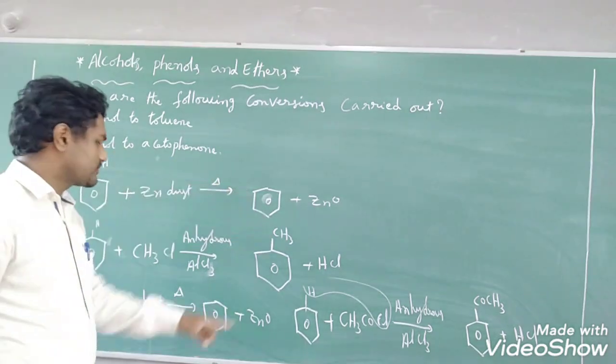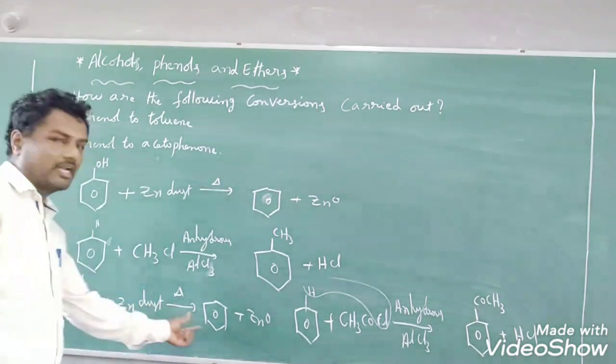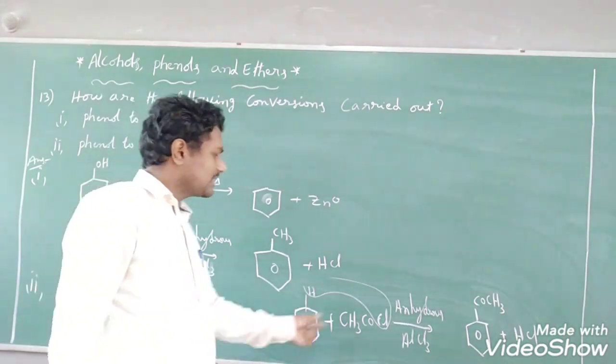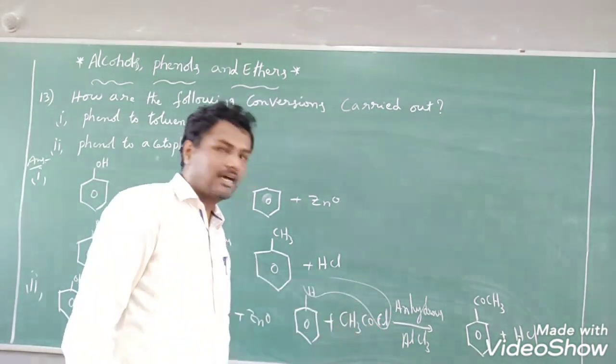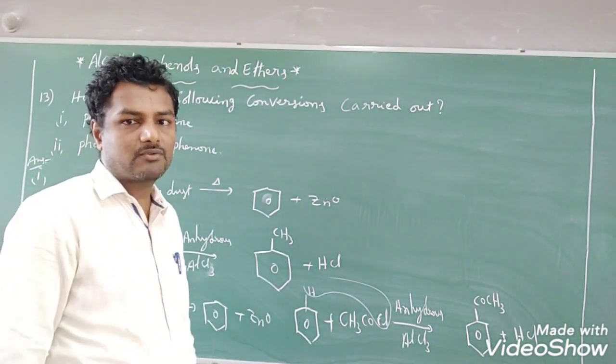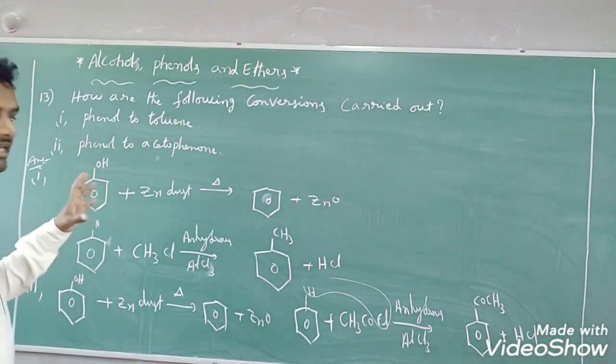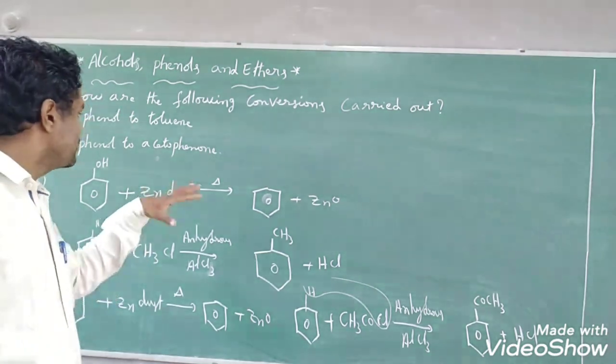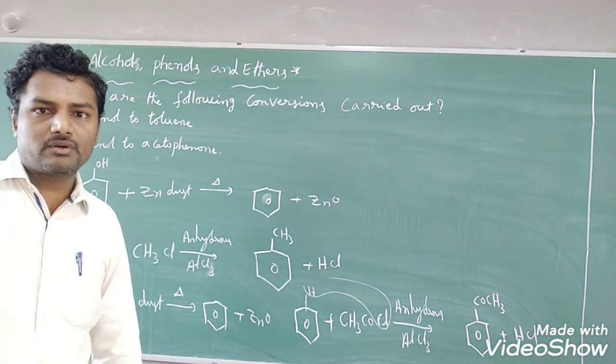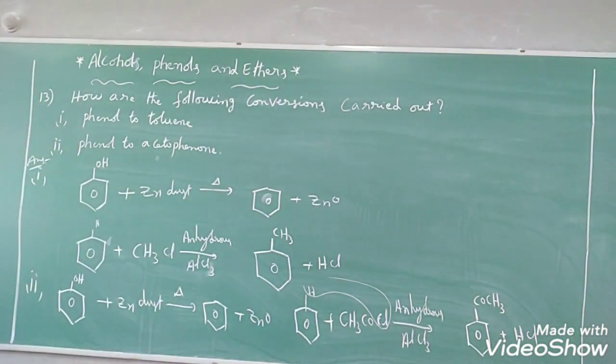So see that, phenol we have converted into acetophenone. Phenol first we have converted into benzene and then benzene converted to acetophenone by Friedel-Crafts acylation. So like this we can easily convert phenol to toluene and acetophenone. You can copy this one.